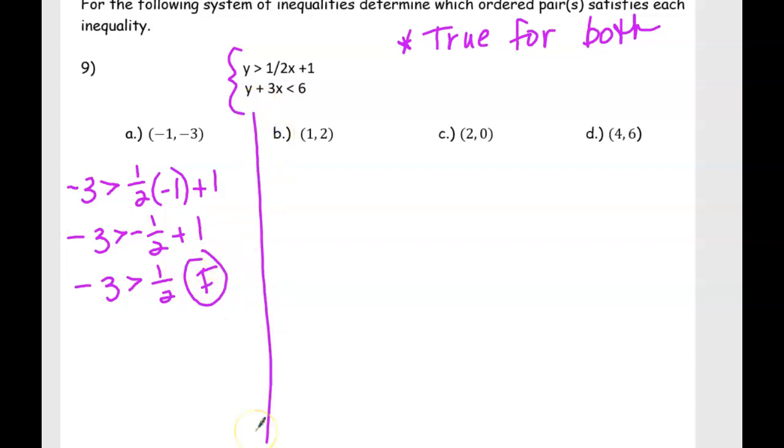All right, with B, if I plug in (1, 2), my y is 2. 2 is greater than 1/2 plus 1. 2 is greater than 1 and 1/2. Well, that's true. So I'm going to continue on, and I'm now going to check it with the second inequality.